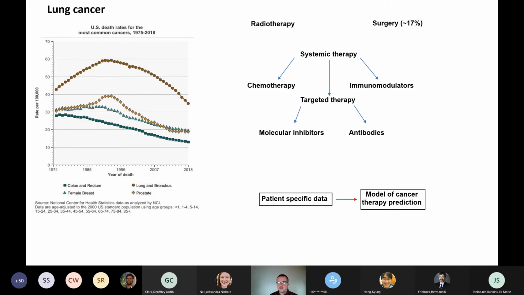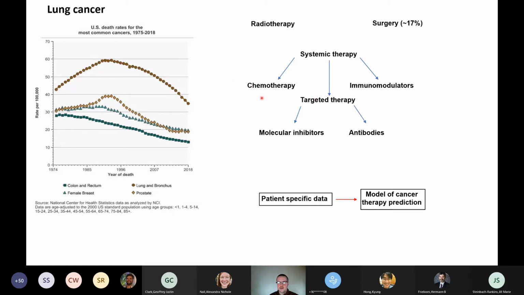Only about 17% of patients have a surgical resection, and this is because most patients diagnosed with lung cancer are already at an advanced stage in which surgery is not a viable option. Radiotherapy is a targeted form of therapy that's often used in combination with surgery. And the third option is systemic therapy, which can be subcategorized as either targeted or untargeted.